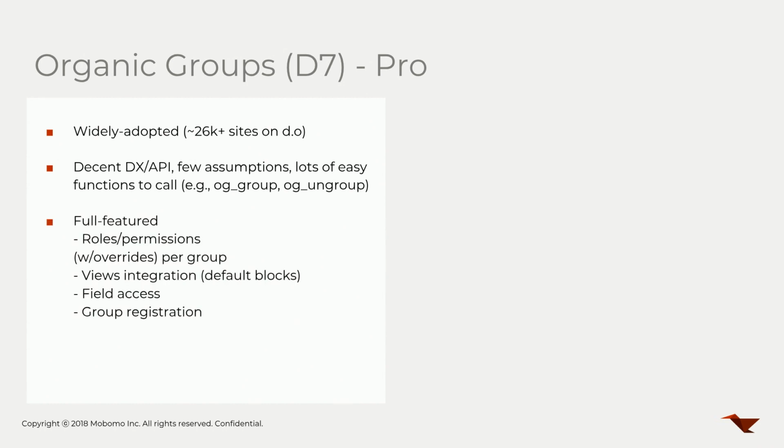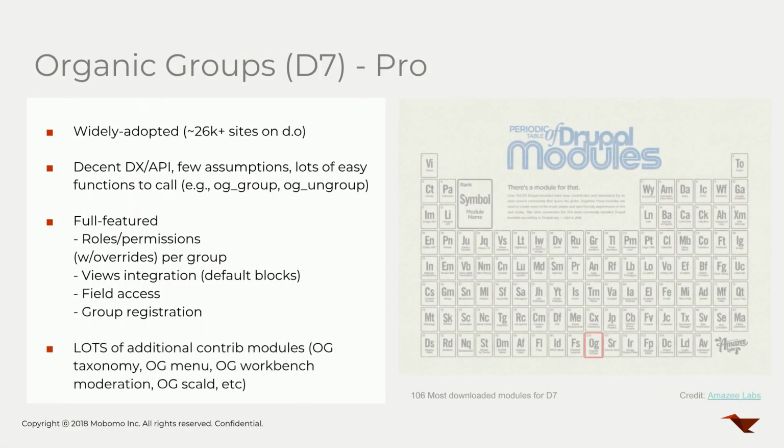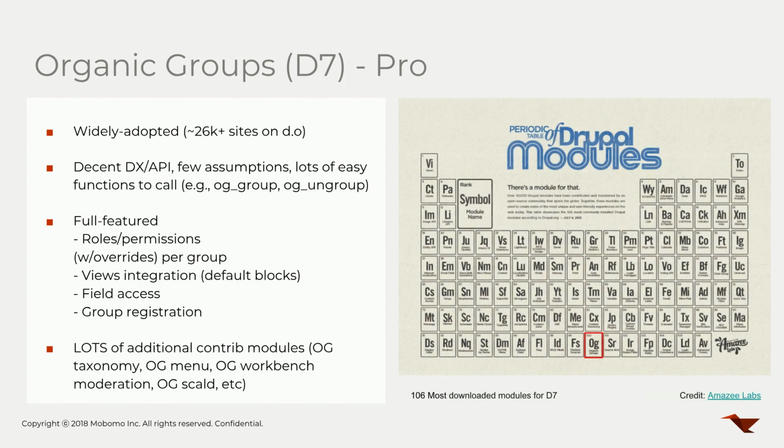It is full featured, so it has a lot of the things I mentioned. It's got roles and permissions, which you can override per group. You have views integration, with some default views that it comes with. It even has access to fields based on whether you're a group member or not. You can register for a group within the user registration process. All that's already built into organic groups in D7, and I'm going to assume D8 will function pretty much the same way.